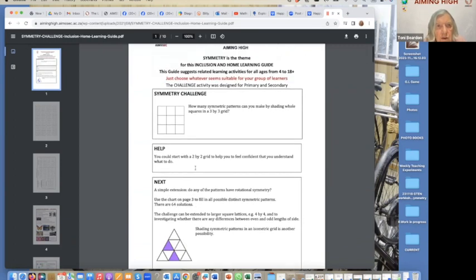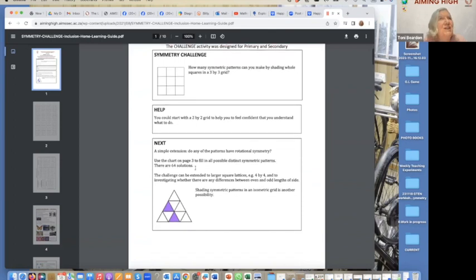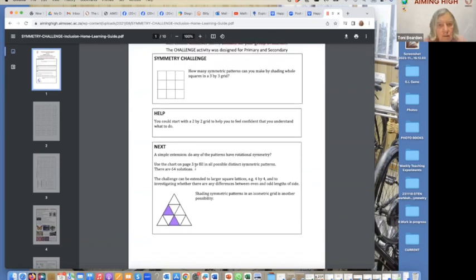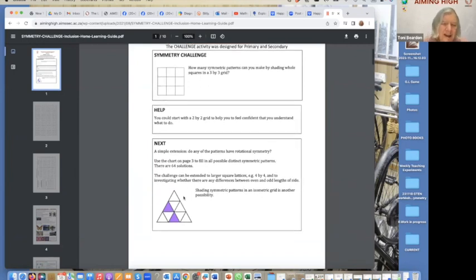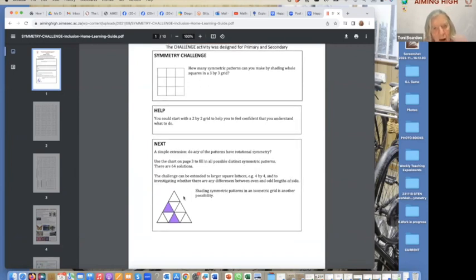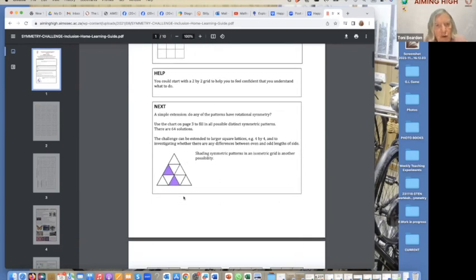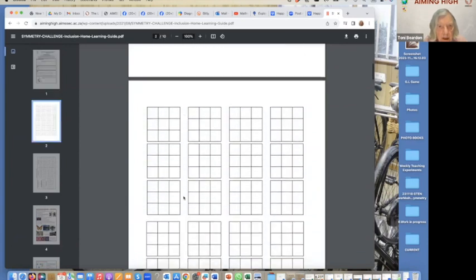And then these worksheets have always got a next, and this is the extension for your bright sparks. This is your extension for people who can do it, and before the others have had a chance to finish, you give them something else that's a little bit different but equally challenging in its own way, where they can apply what they've just been doing in a different way. So here you can do the same sort of thing with a triangle pattern.